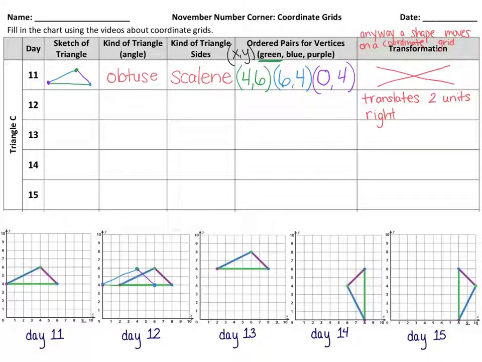The green point first is at 6, 6. So on day 13, I'm going to plot it at 6, 6. There's my green point. Now let's do blue. Blue was at 8, 4. So we have 8, 4.